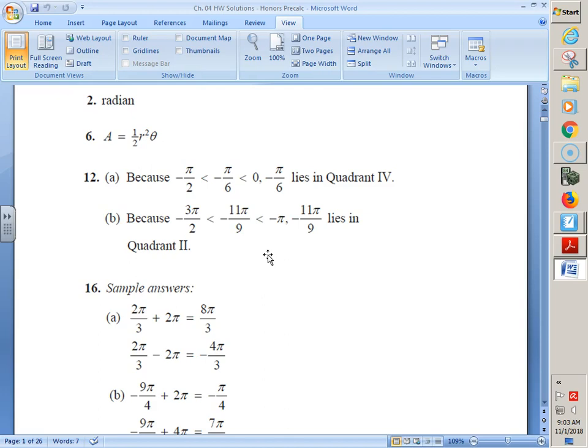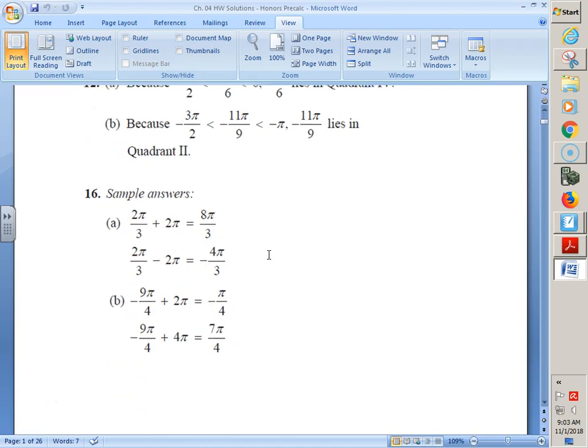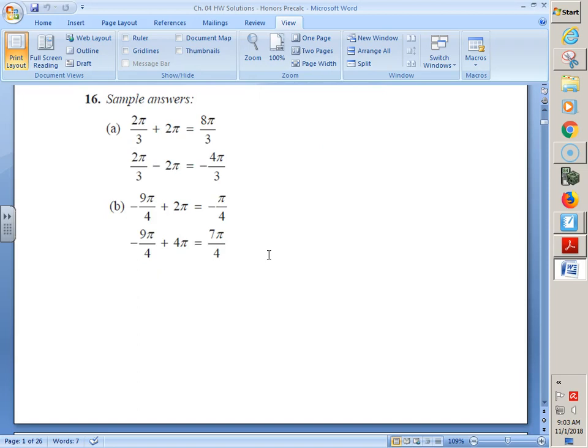2B test. Let me scroll down. So you guys have had more than enough time on 2 and 6 and 12. Number 16, sample answers. Why sample answers? What are they asking for in the directions of 16?